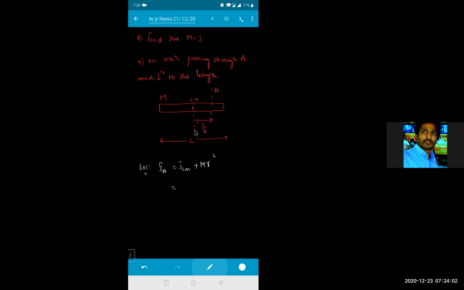You know the moment of inertia of a rod passing through the center is how much, beta? M L square divided by 12, isn't it? Plus capital M, and this R value is L by 4, so L by 4 whole square. So this becomes M L square by 12 plus M L square divided by 16. So M L square is common: 1 by 12 plus 1 by 16.